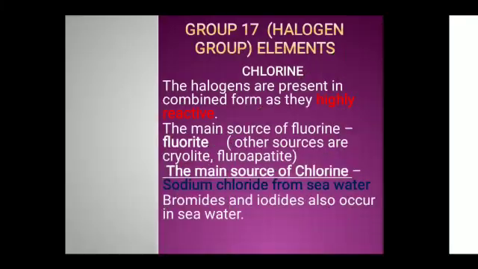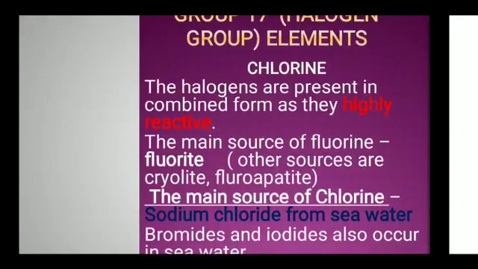Now we are going to see group number 17, halogen group elements. In group number 17 we are going to discuss chlorine. Occurrence of chlorine. Chlorine is a halogen. Usually halogens are highly reactive, so they are present in combined form.